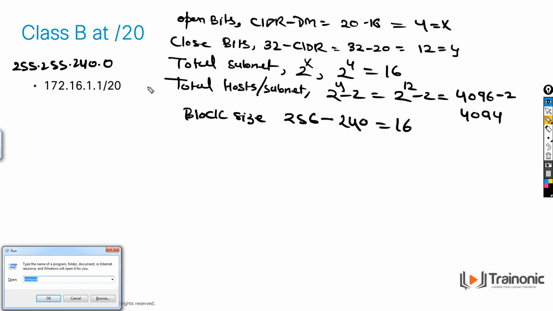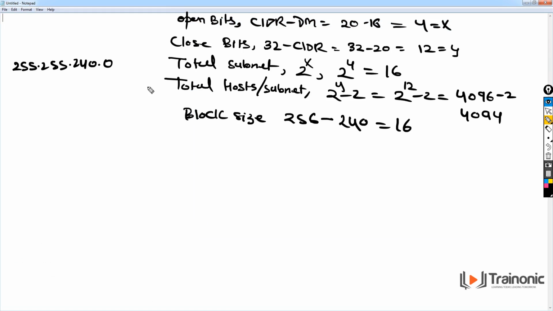Now we have to get all the subnets. For that we are using notepad. Columns: subnets, first host, last host, broadcast address. The first subnet is 172.16.0.0, then 172.16.16.0.